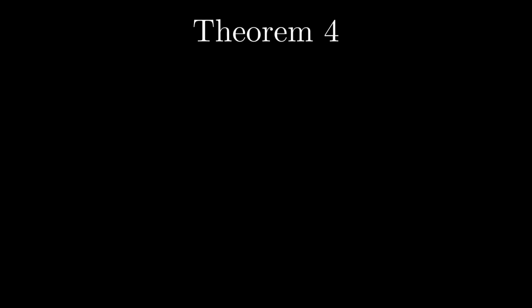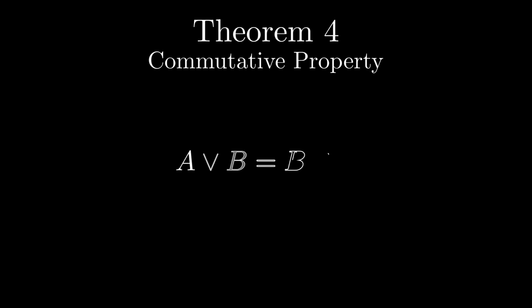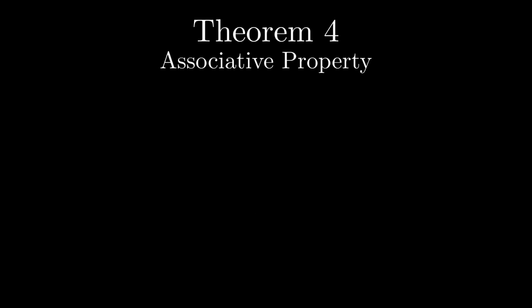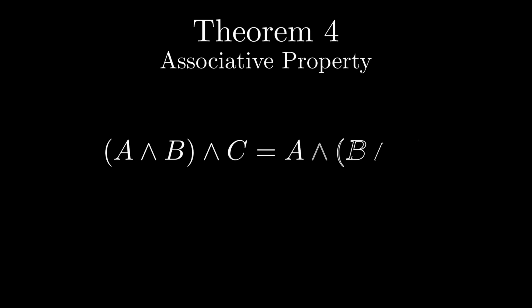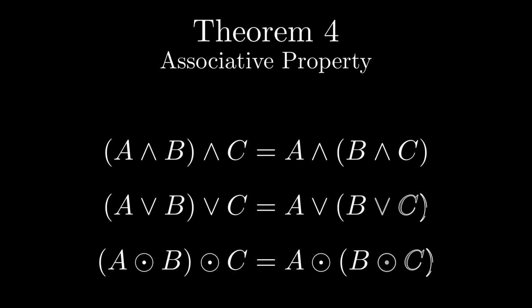The final Theorem 4 deals with these Boolean matrix operations. Both OR, as well as AND, are commutative. So A or B equals B or A, and A and B equals B and A. All three operations are associative. So A and B and C equals A and B and C grouped differently, with OR and Boolean multiplication following the same pattern.